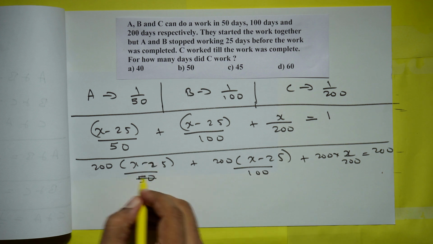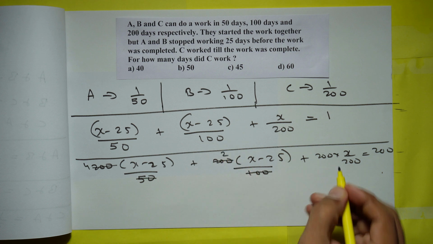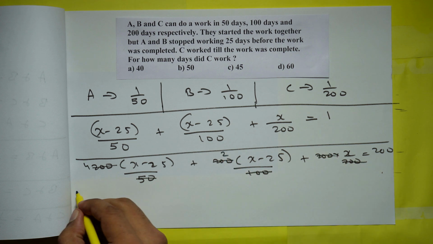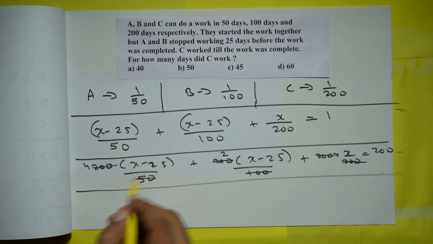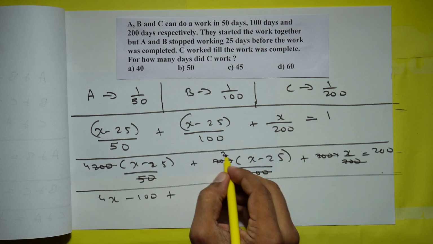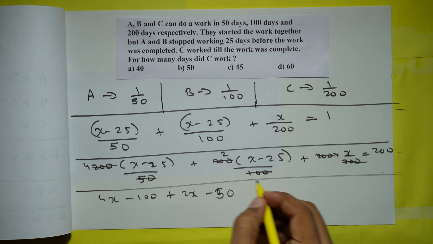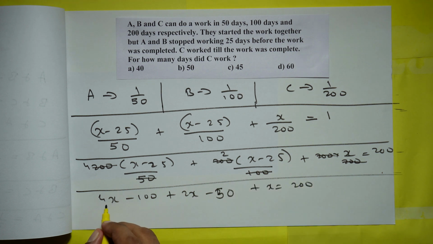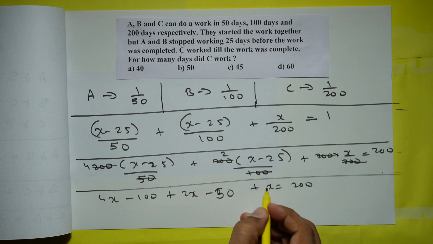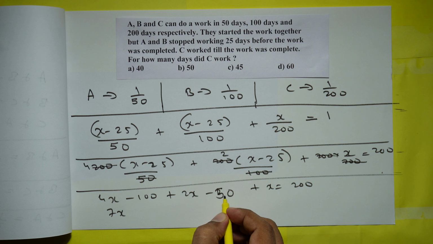Now here 50 divides 4 times. Here 100 divides 2 times. 200 and 200 will cancel out. So here what we have is 4 into this. So that will be 4x minus 100 plus 2x minus 50 plus x is equal to 200. So here you have 4x plus 2x, 6x, plus x is 7x. Minus 100 minus 50 is 150.